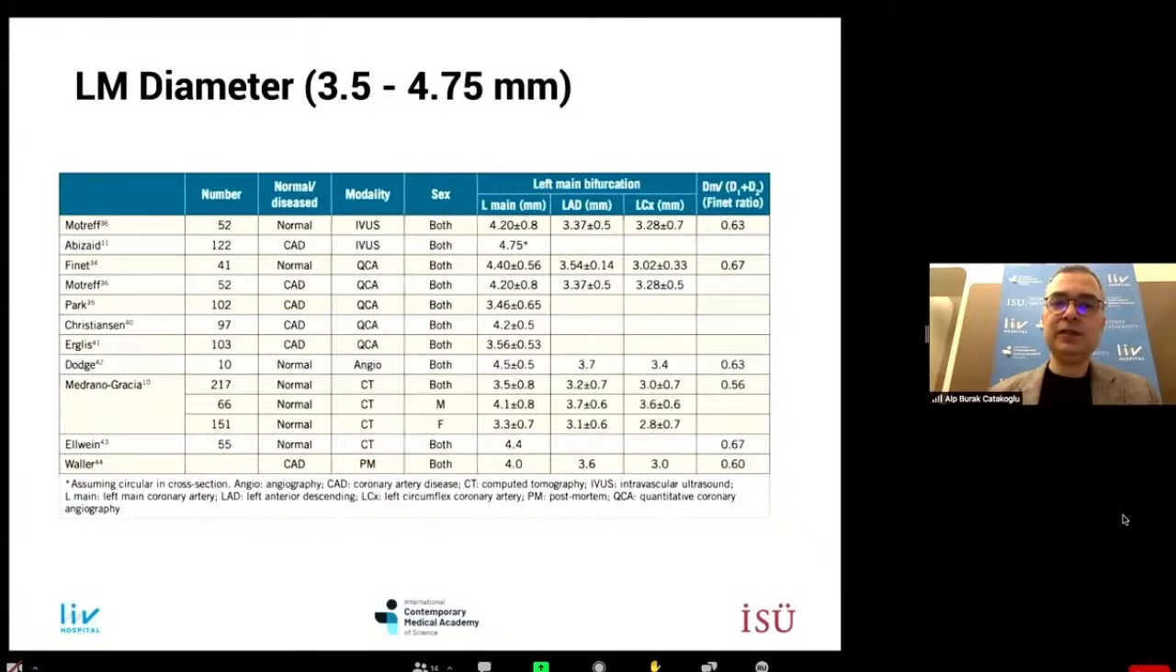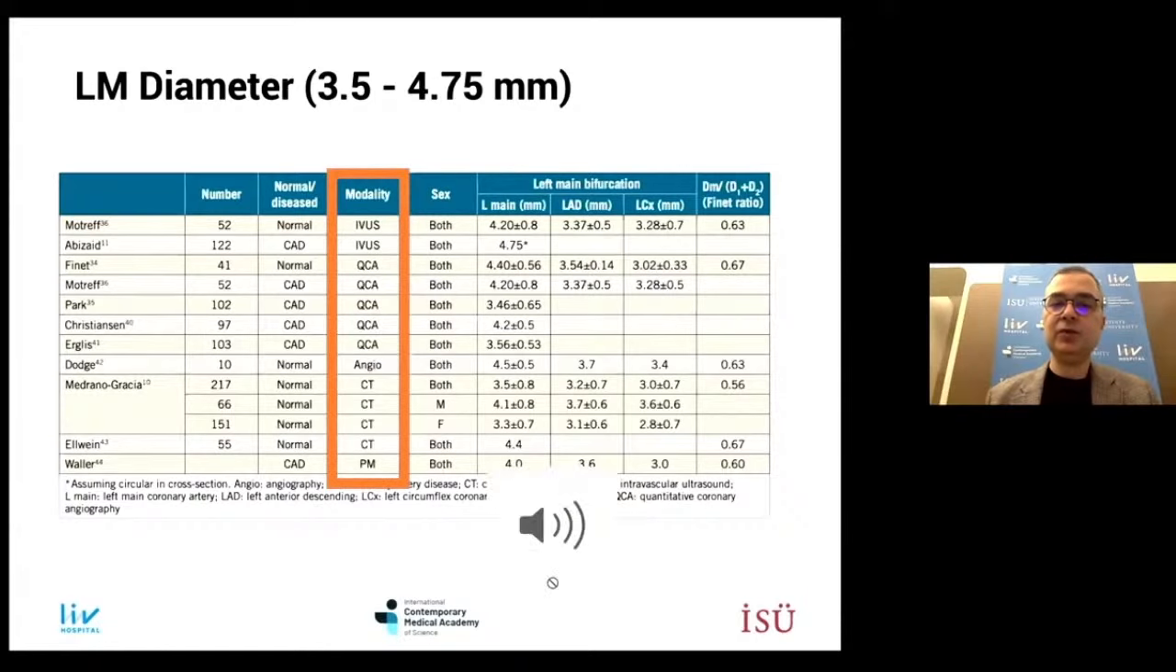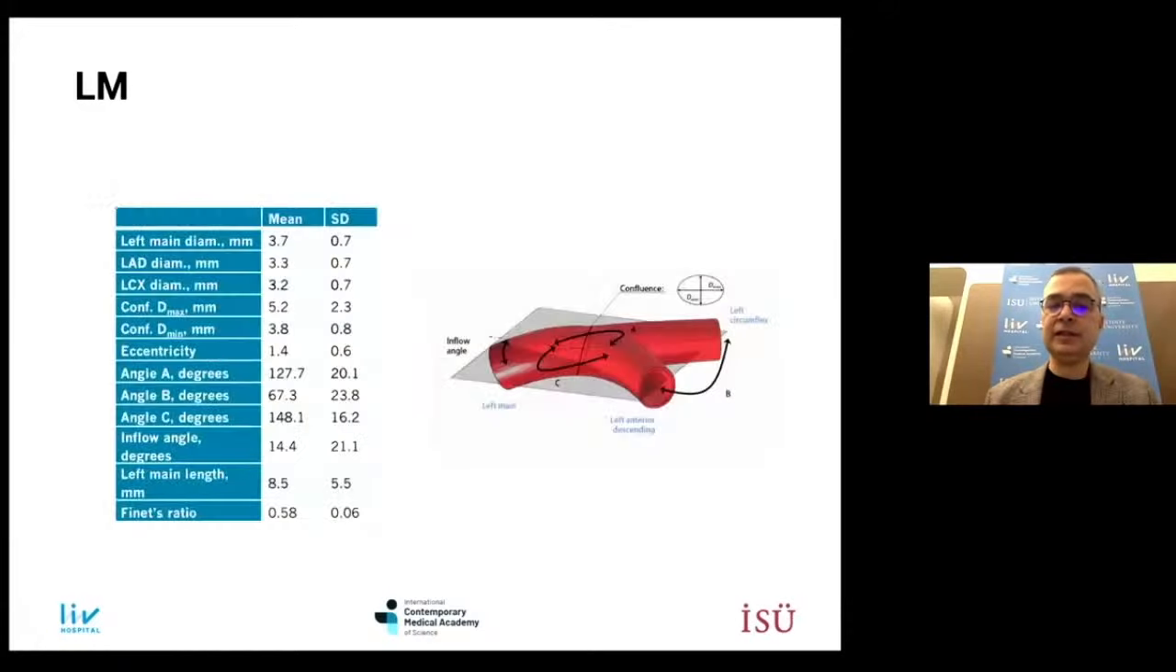From this CT scan, we have data not only from the left main, but also from the left anterior descending, the left circumflex, and the RCA. Most of these measurements come from IVUS, QCA, or CT scan. In the next slides, I'm going to show the results of the CT scans of healthy subjects. As you see in this diagram, most healthy subjects have a mean left main diameter of 3.7 millimeters. The LAD diameter in the proximal part is 3.3, and the left circumflex is 3.2.